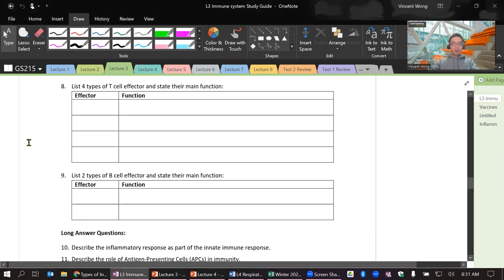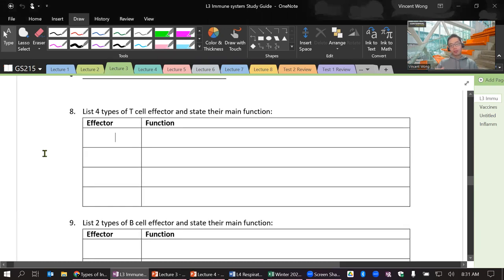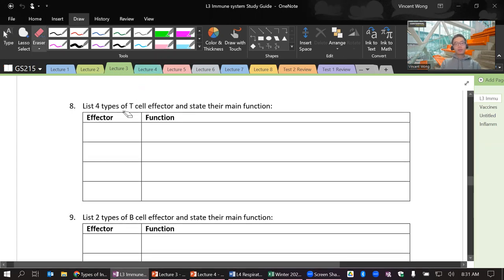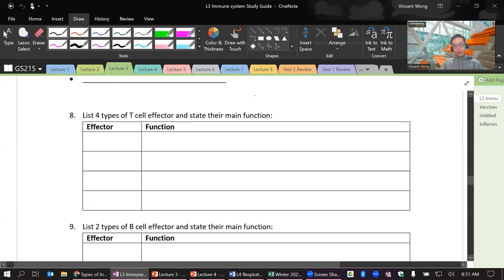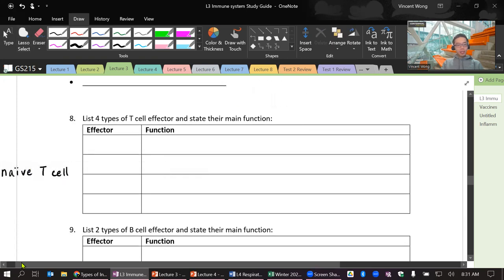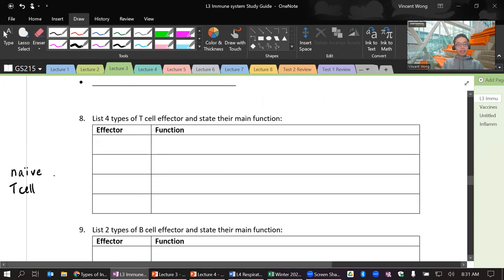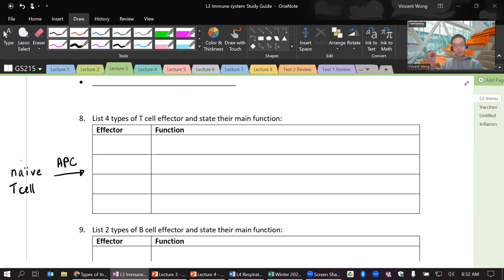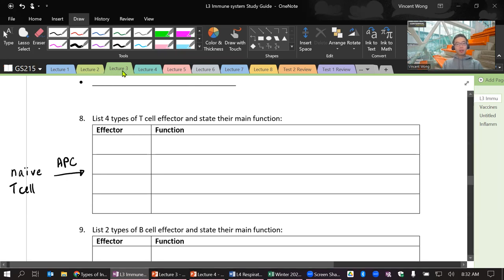Why don't we start with reviewing a little bit of what we did last class, and just wait for people to kind of trickle in. There is a question here in your study guide that asks for four types of T cell effector and state their main function. So remember, from the bone marrow, the T cells are gonna come out, and they will migrate to your thymus, where they will continue to mature. And these T cells are what we call naive T cells, right? The naive T cells require the activation by an APC, an antigen-presenting cell, such as a macrophage. Okay? And once they're selected, they will undergo clonal expansion, which just means they copy themselves, they undergo mitosis, and they could become one of the four effectors.